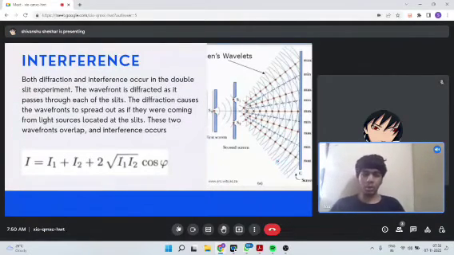Coming to another very common phenomenon which can only be explained by wave optics, unlike ray optics, is interference. As we all know, be it electric waves or electromagnetic waves, interference is a phenomenon wherein there is some sort of superposition of waves. Diffraction and interference are the two phenomena which could be very prominently seen in Young's double slit experiment, wherein initially the wavefront is diffracted as it passes through each of the slits, and this causes the wavefront to spread.